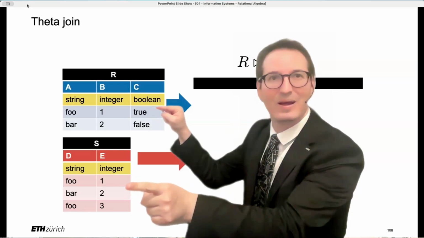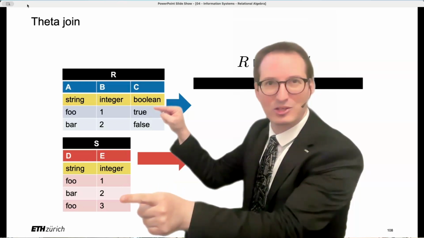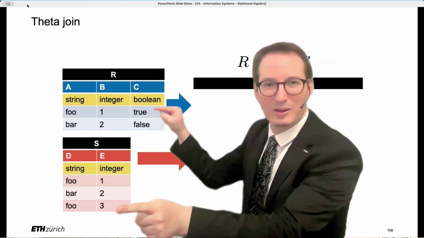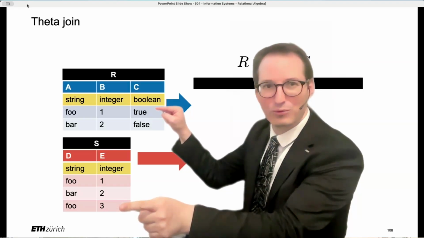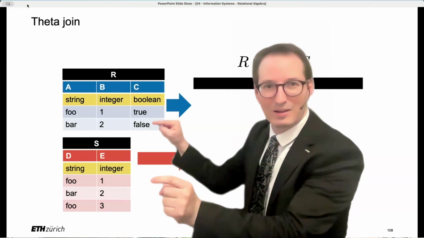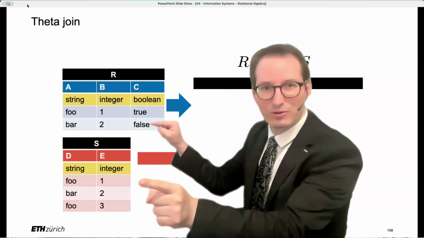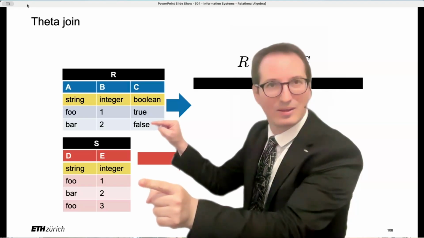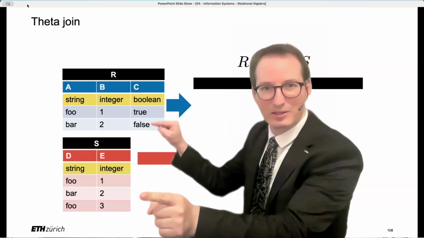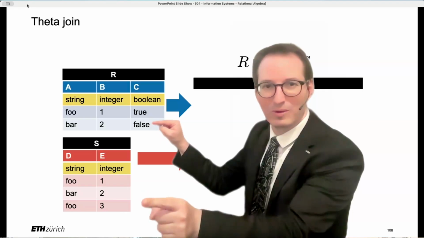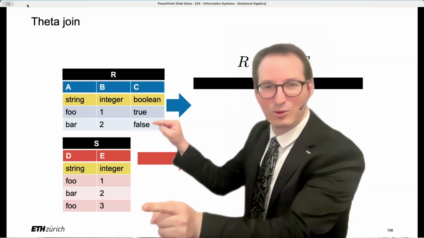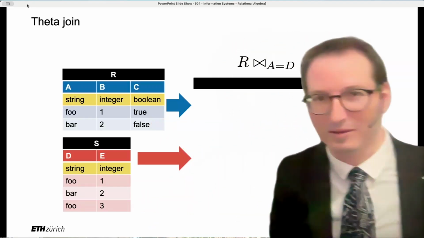Do they match? Yes, they do. Do they match? No, they don't. Do they match? No, they don't. Sorry, yes, they do. Foo and foo. Now let's take this one and this one. Do they match? They do not, right? Foo and bar. This one and this one? Yes, they do. And this one and this one? No, they don't. So how many did we say yes to?